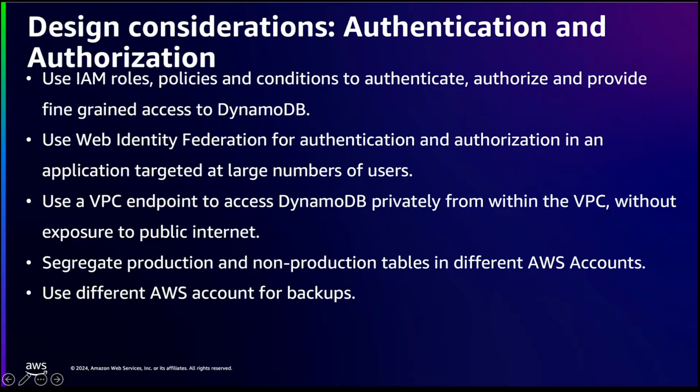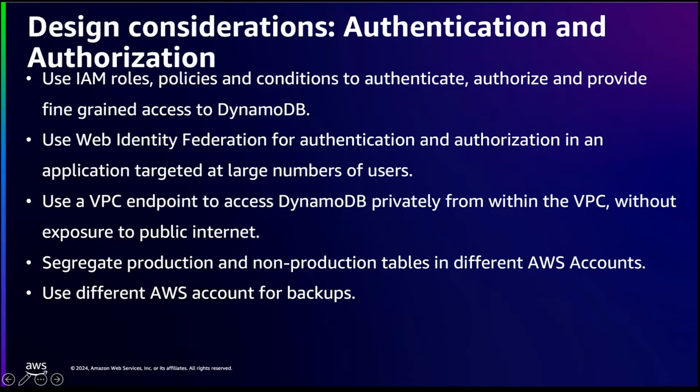One best practice that we recommend to all customers to reduce the blast radius is to segregate production and non-production tables in different AWS accounts. At the same time, we recommend using a different AWS account for backups. You can go even a step further and segregate your workloads based on business purposes, environments, or ownership. This approach helps apply tailored security controls based on your application needs, limiting the access to sensitive data, and also limiting the scope of the impact from malicious actors.